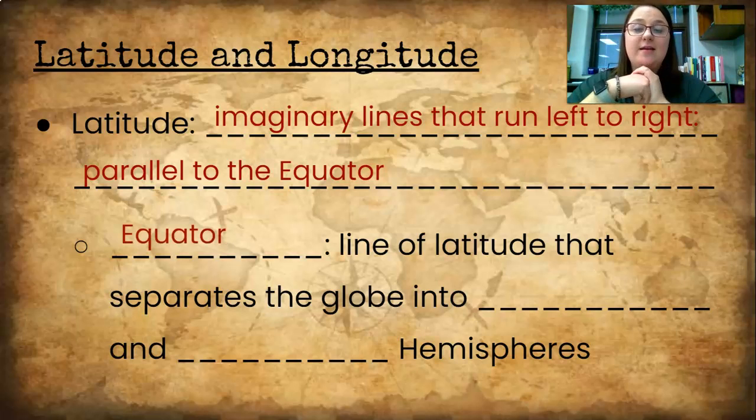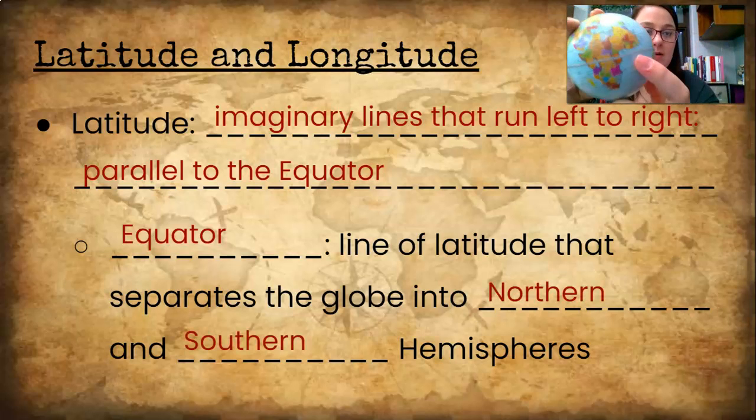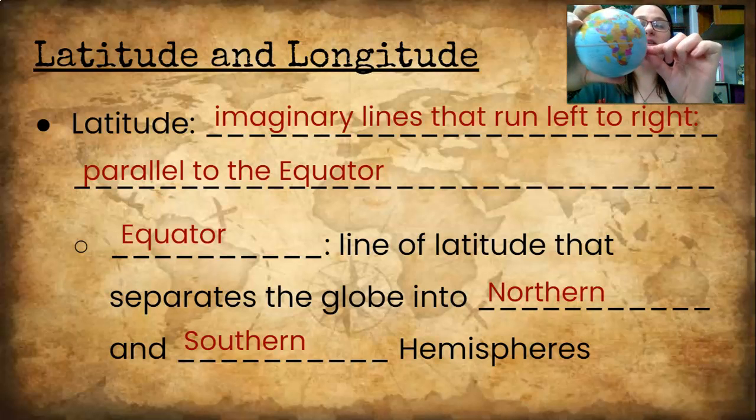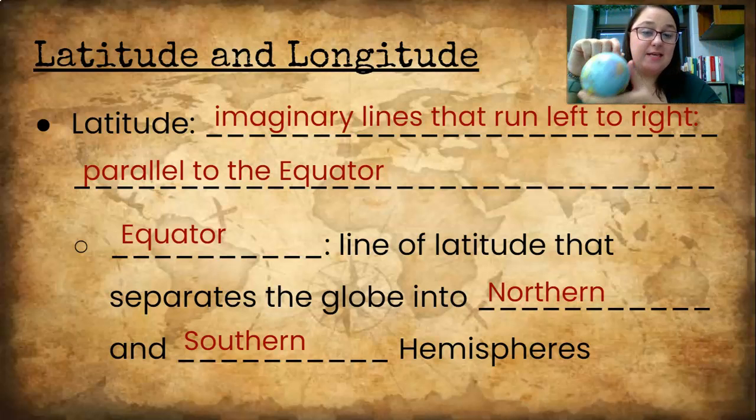The equator then is the line of latitude that separates the globe into northern and southern hemispheres, which is this one here, this shiny line on my globe. It's probably the most important line on the globe. Lots of things tie back to the equator, so definitely make sure you know what the equator is.